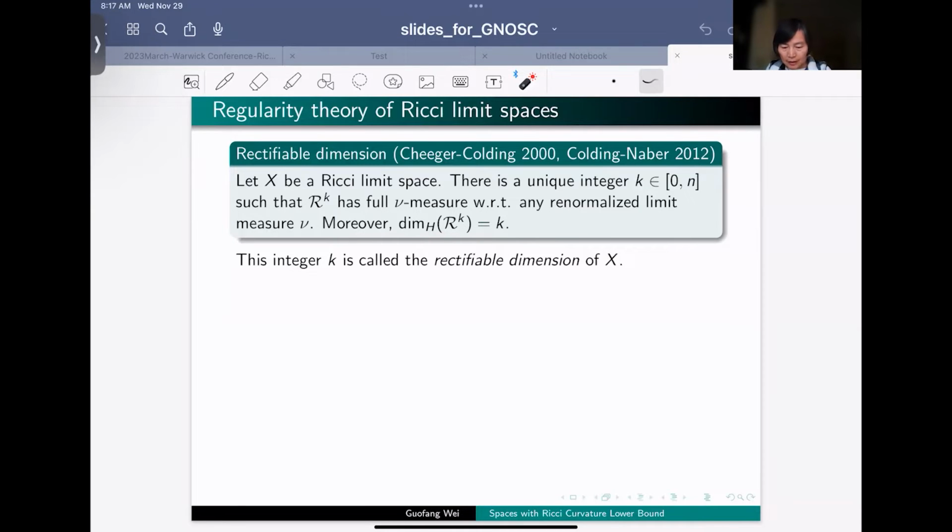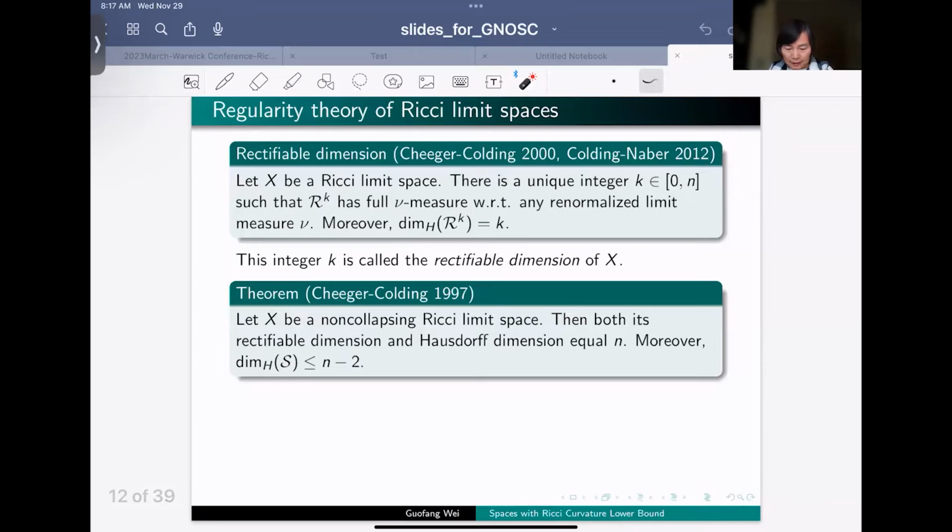Now, for the non-collapsing case, with that additional assumption, we can say more. In that case, the rectified dimension and the Hausdorff dimension are both equal to m, the maximum possible. Not only that, the singular set has codimension 2, so its dimension is at most m minus 2. So in the non-collapsing case, the rectified dimension and Hausdorff dimension are always the same.